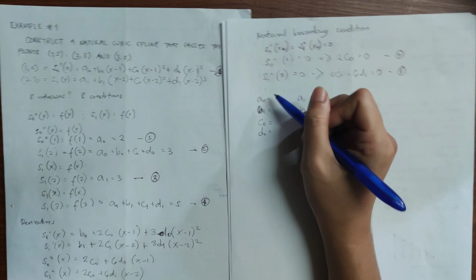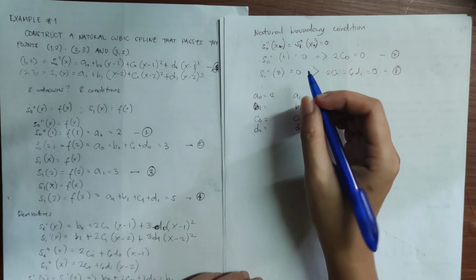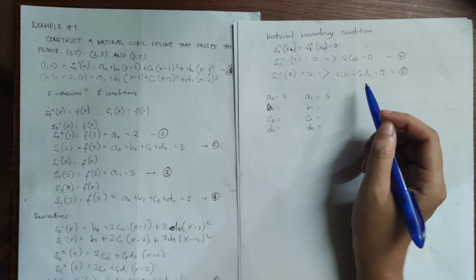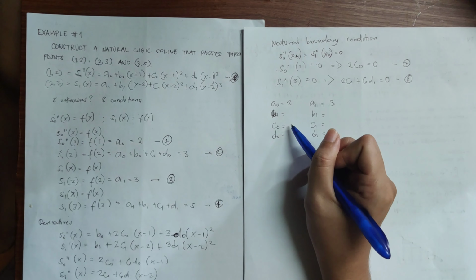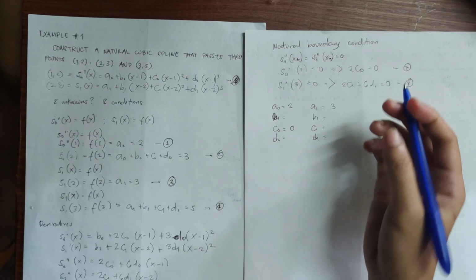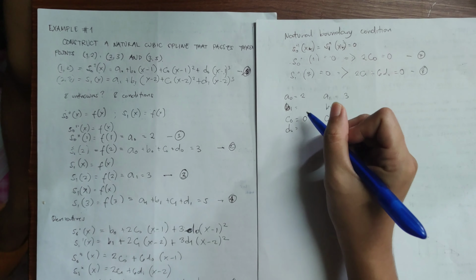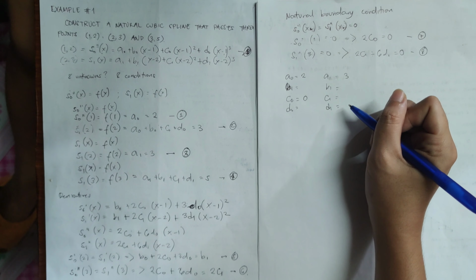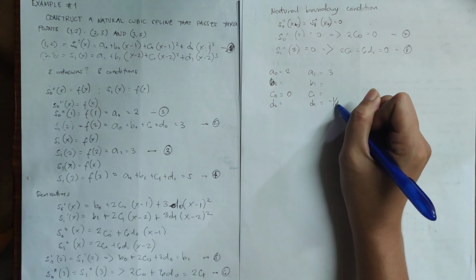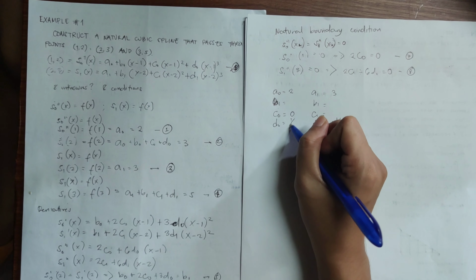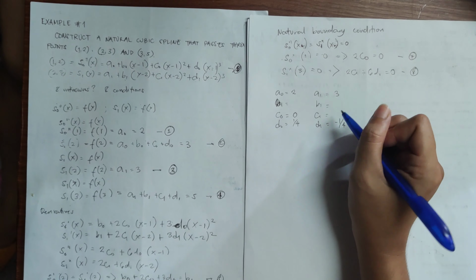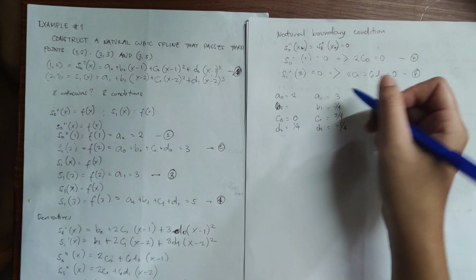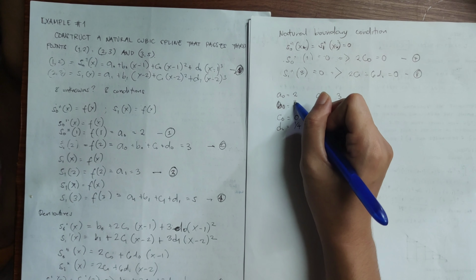The answer is a0 equals 2. Then a1 equals 3. And from this, c0 is equal to 0. If we solve the unknowns from the equation, d1 is negative 1/4. Then d0 is 1/4. c1 is 3/4. Then d1 is 3/4. Then d0 is 3/4.